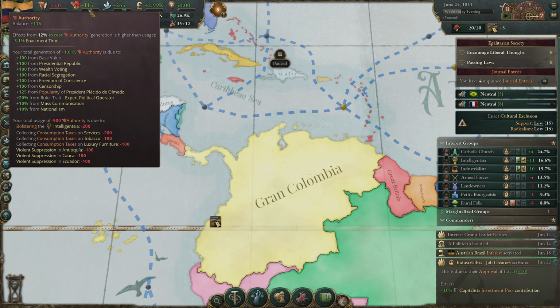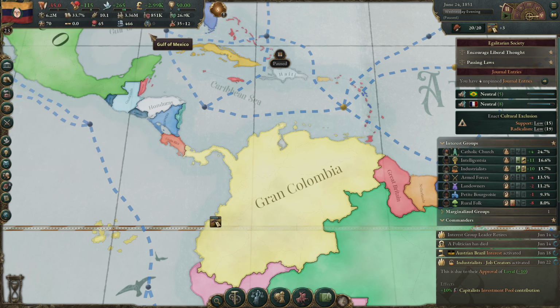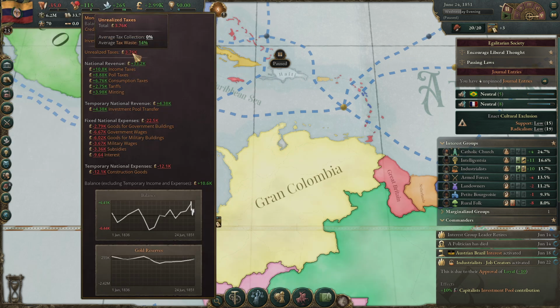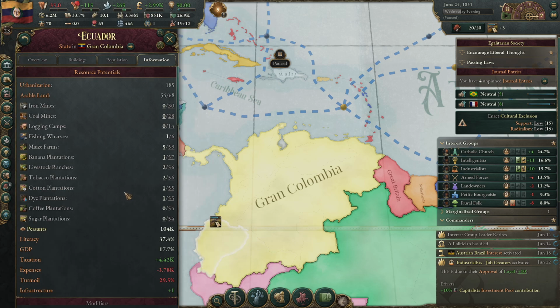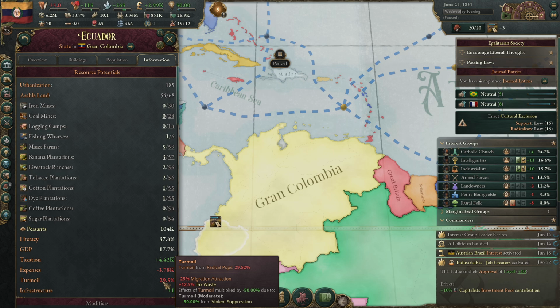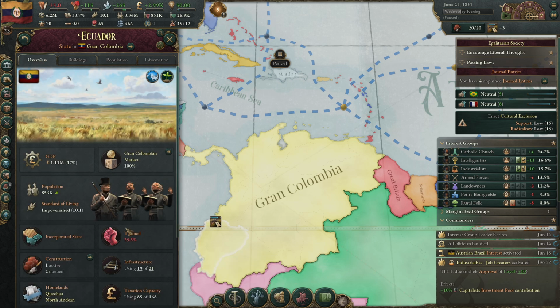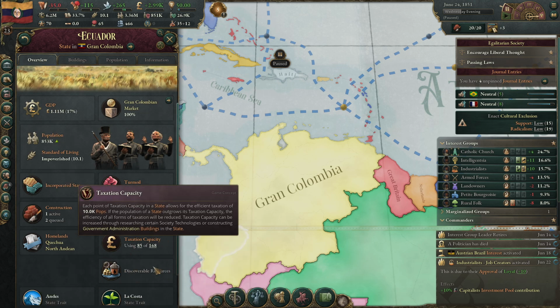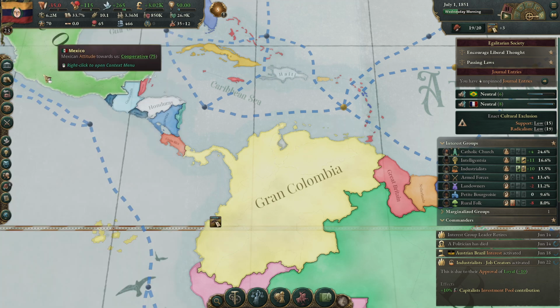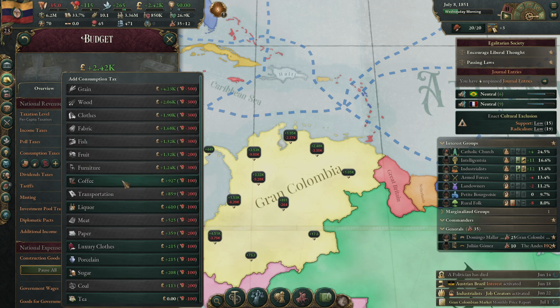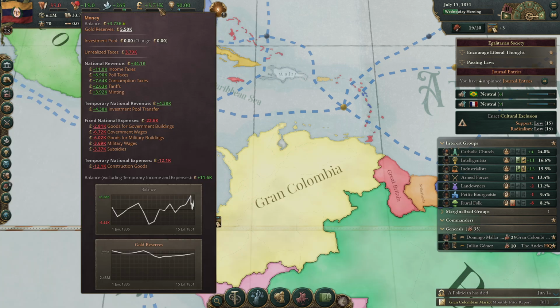Oh, and now we have the authority again. We want to do more violent suppressions. The unrealized taxes is going down. Why is that going down? The turmoil is still there. I think you also lose taxes when you have no market access or something. I don't know anymore. I don't remember. Let's go back to coffee taxation and make money. We are now out of deficits.